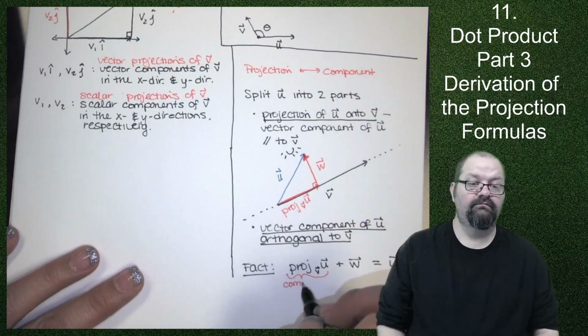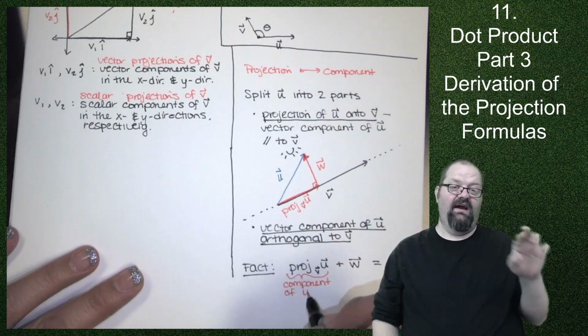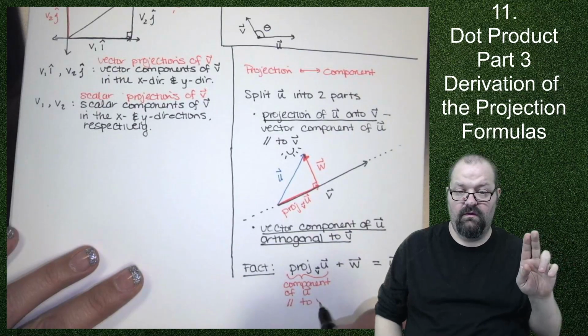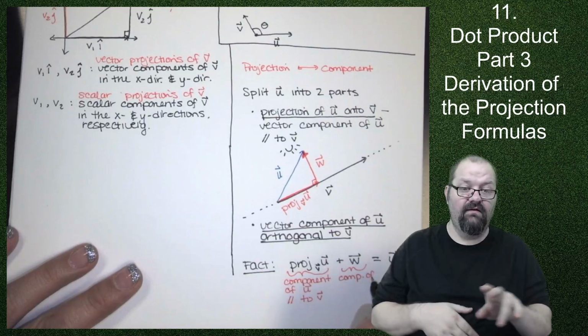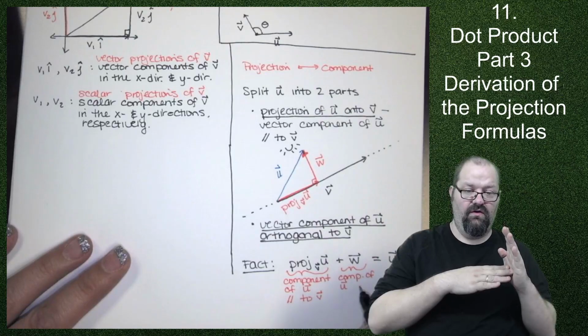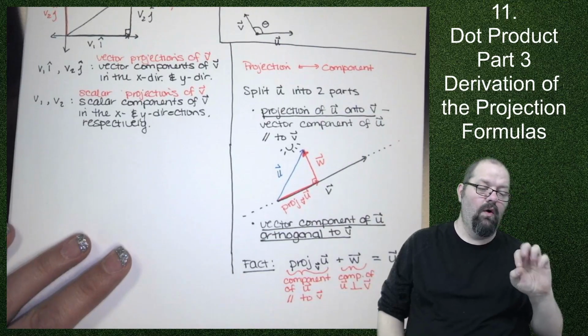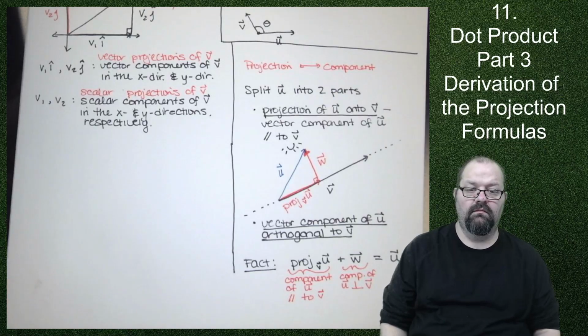So this is the component of U, vector component of U, parallel to V. And this is the component of U that's perpendicular to V or orthogonal to V. I'm just going to use that sign for perpendicular. Okay.